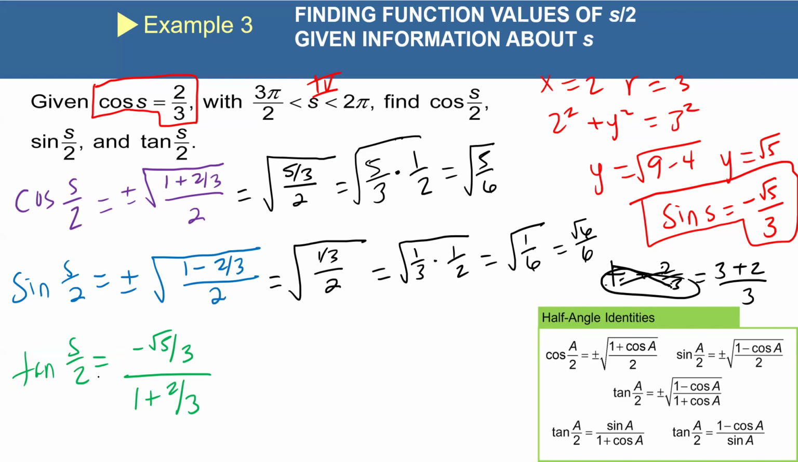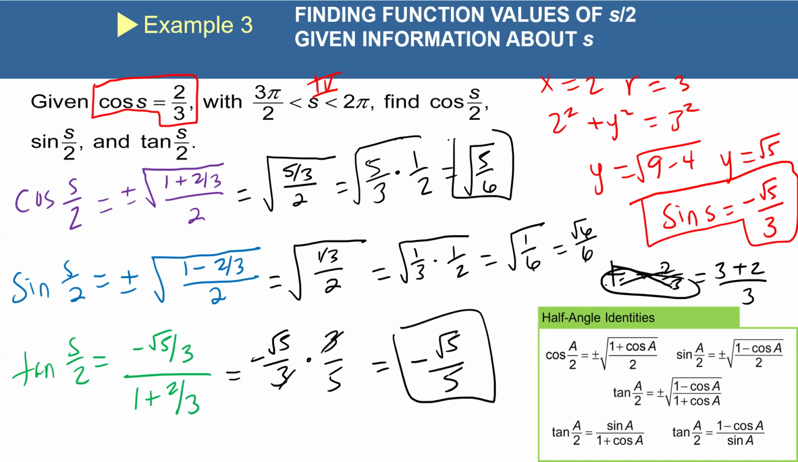Okay, now tangent, you have the choice to follow this, but if you already have your sine and cosine, could you also just use those values? Yeah, you could, right? You could always just use the values of your sine and cosine, or you can follow what's here. So we have negative square root of 5/3, keep, change, flip, times, and what's 1 plus 2/3? 5/3. And what's going to happen to 5/3? It's going to flip and becomes 3/5. And what happens to your 3's? And you're left with? And that is your simplified answers.